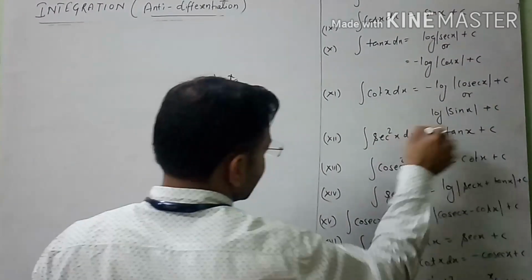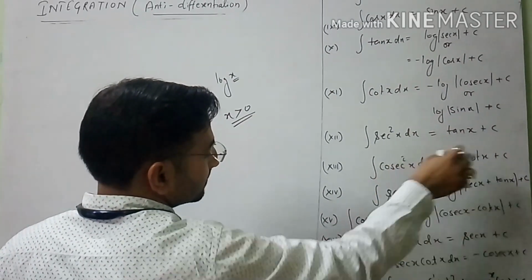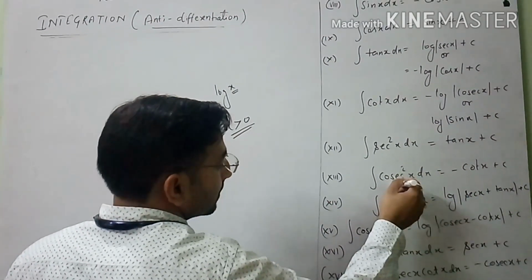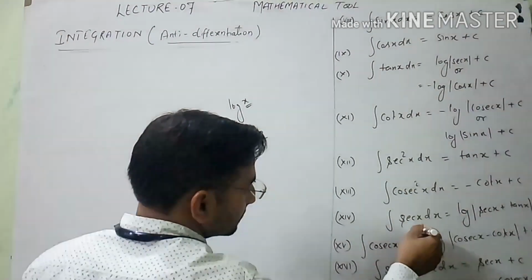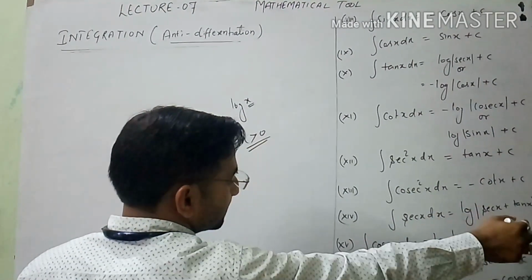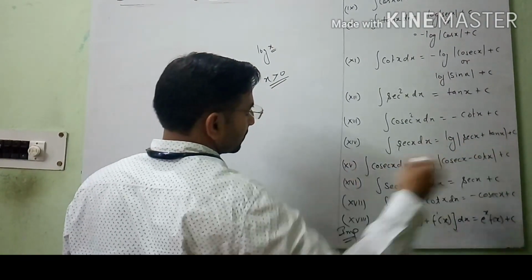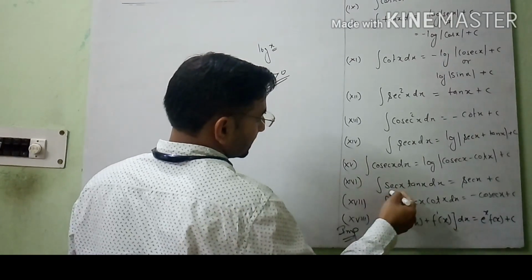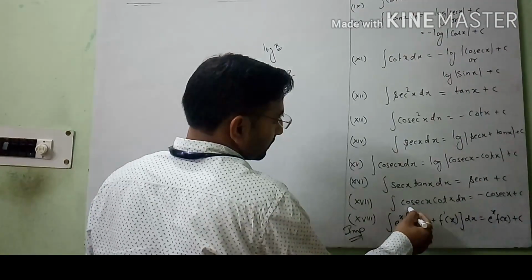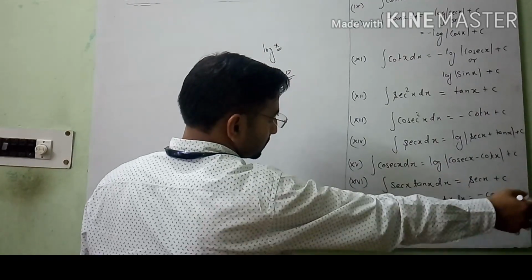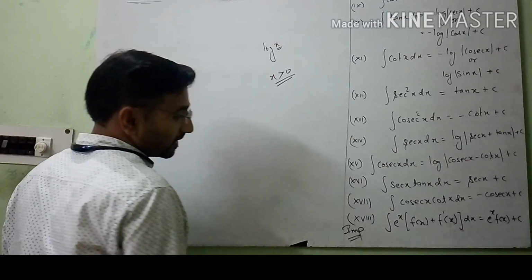After that, integration of sec square x is tan x, integration of cosec square x is minus cot x, integration of cosec x cot x is minus cosec x, integration of sec x dx is log of sec x plus tan x plus c, integration of cosec x dx is log of cosec x minus cot x plus c, integration of sec x tan x is equal to sec x, integration of cosec x cot x is equal to minus cosec x.